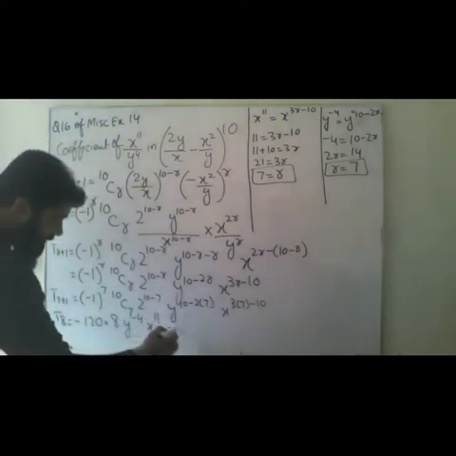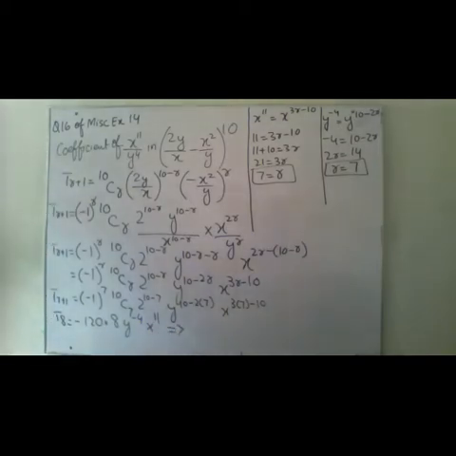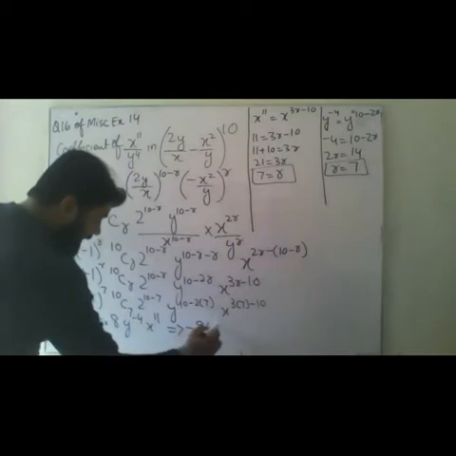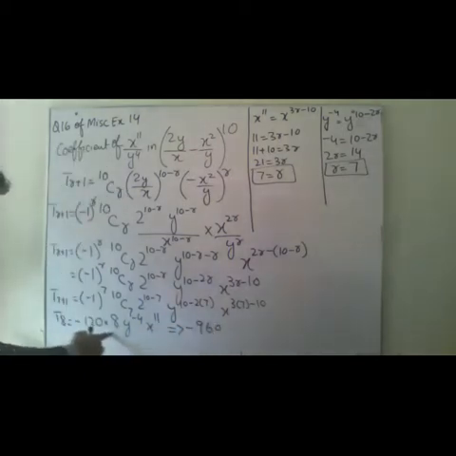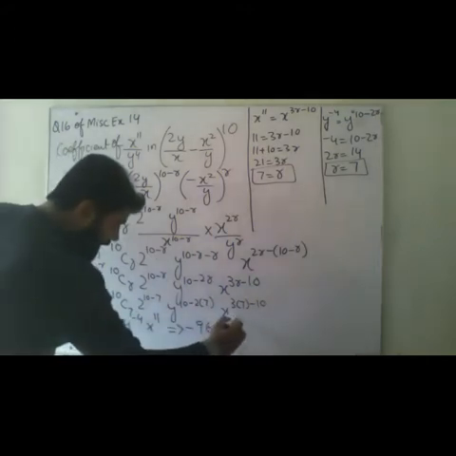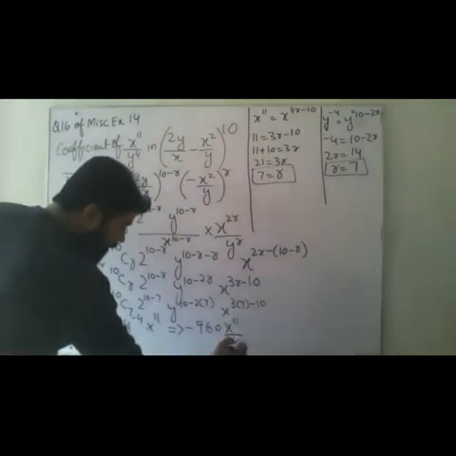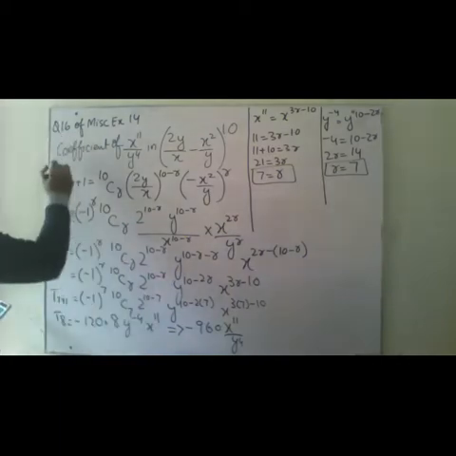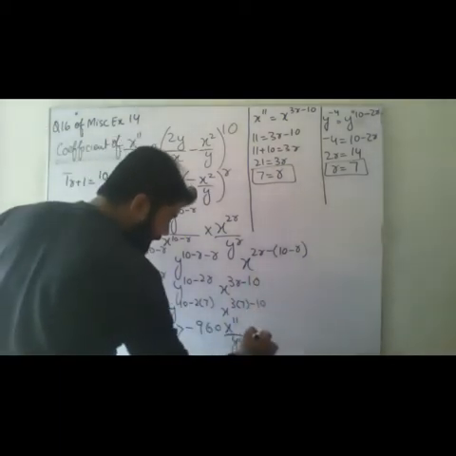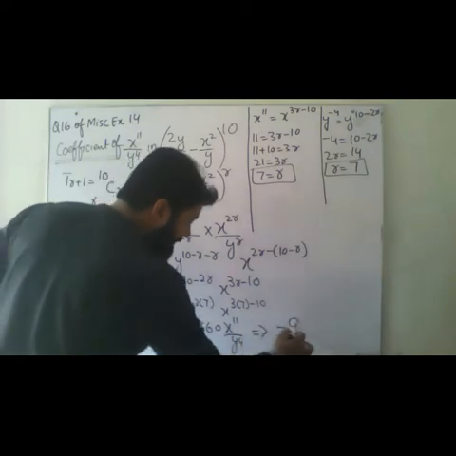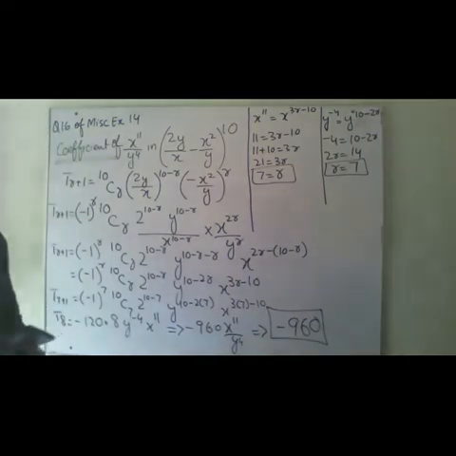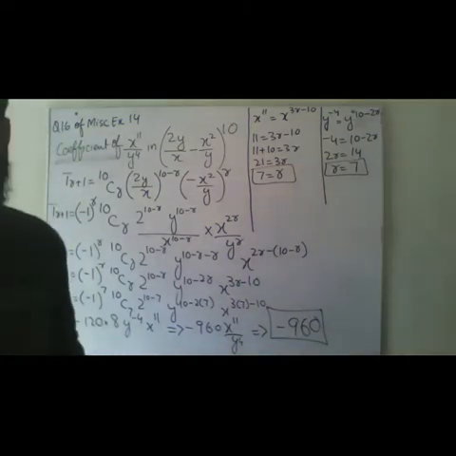So when I simplify it, the final one will become minus 960. When I multiply this by y in negative power and x in positive power, x power 11, y power 4. What they have asked in the question is the coefficient only. So the final answer will be minus 960. That is going to be your final answer in this question.